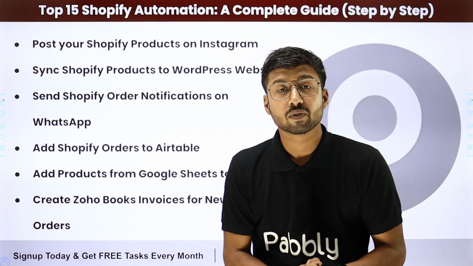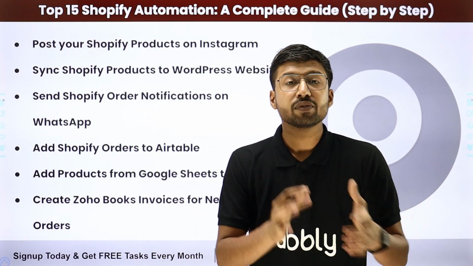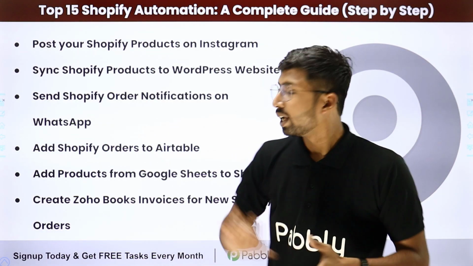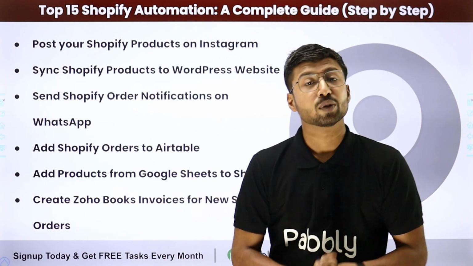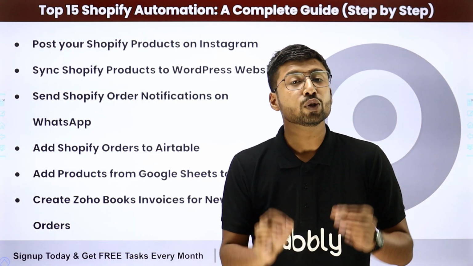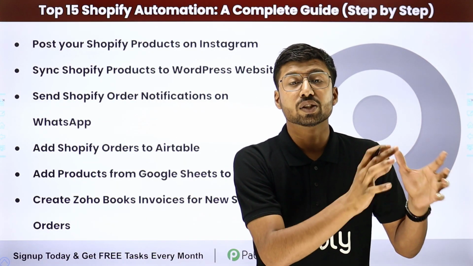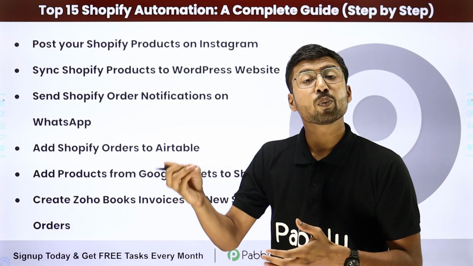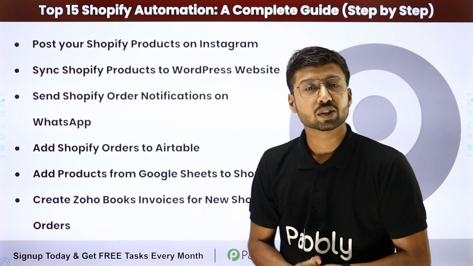The next automation is add products from Google Sheets to Shopify. And this is my personal favorite. So on a regular basis, if you and your team members have to add some kind of new products on your Shopify store, this automation is going to help you a lot. Using this automation, you just have to enter the product details as a new row in your Google Sheet. And automatically with the same details, a new product will be created in your Shopify store.